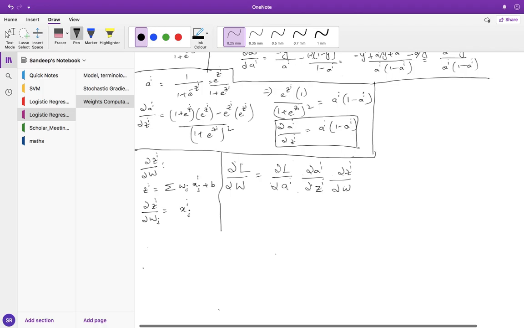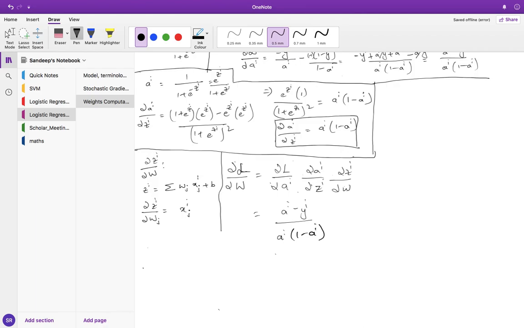So let me write it in the same fashion, dou L by dou w. Dou L by dou ai is nothing but ai minus yi divided by ai into 1 minus ai. So this is what we get from the first term. The second term results in ai into 1 minus ai, and the third term results in xij. So this all corresponds to dou L divided by dou Wj.